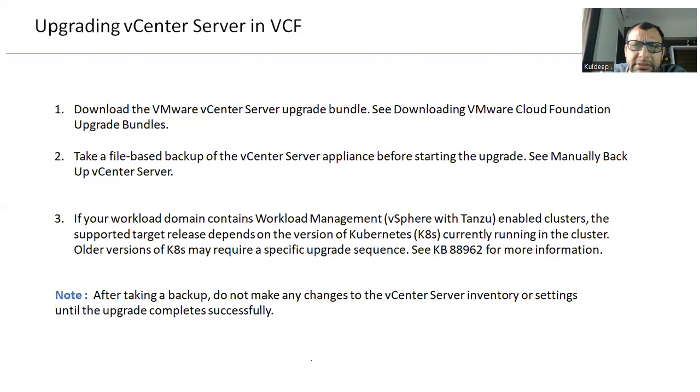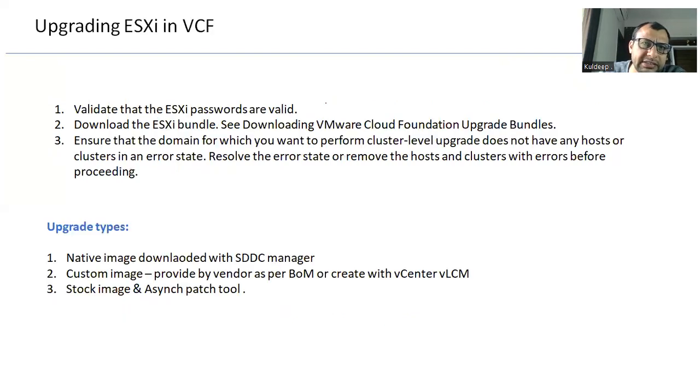Upgrading the vCenter. So vCenter is a pretty straightforward process. Just download the vCenter bundle, take the last configuration backup of your vCenter, and perform the upgrade. Okay. All right. So yeah, the important thing is after the last successful backup, don't make much change, so that the last state stays in the saved state. Okay. Upgrading ESXi host: validate the ESXi password is valid, download the bundle, install. Okay. Then as I say, there are different upgrade types, there's a different way.